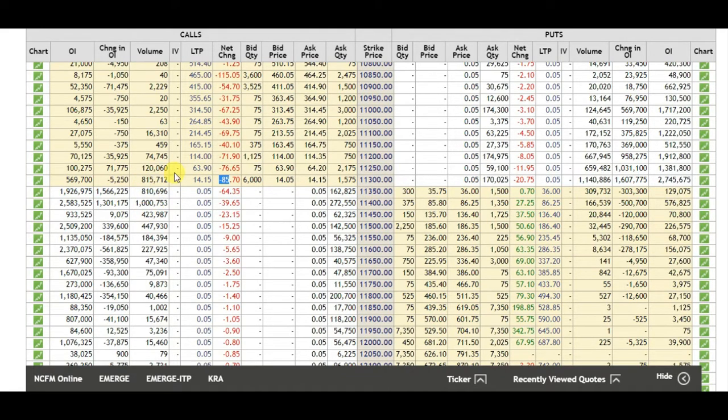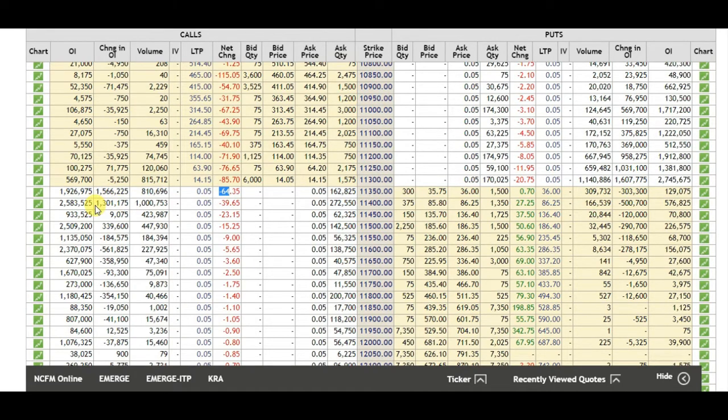Now, if we see further down at the 11,350 strike price, we can see the change in open interest is almost 1.5 million records, and the cumulative open interest is almost 19 lakh contracts. As we can see, the net change is minus 64. It means the call writers or call sellers sold the contracts at strike price 11,350. So this is going to be our first strong resistance for the 4th of October.